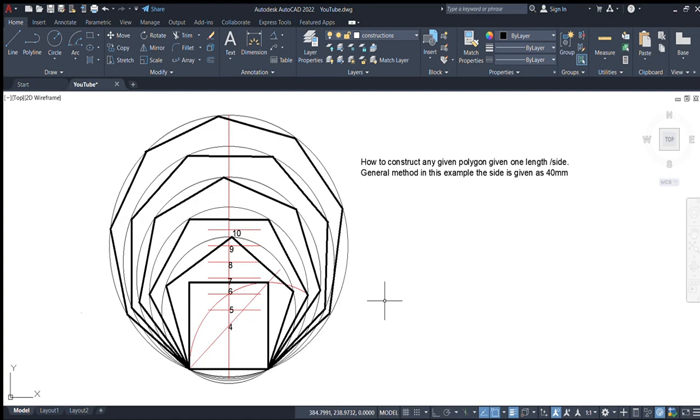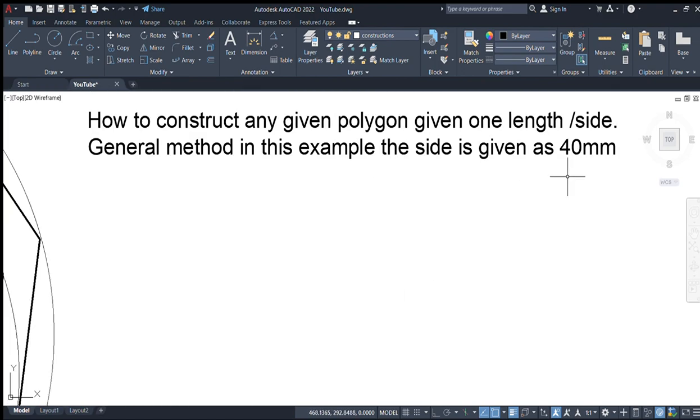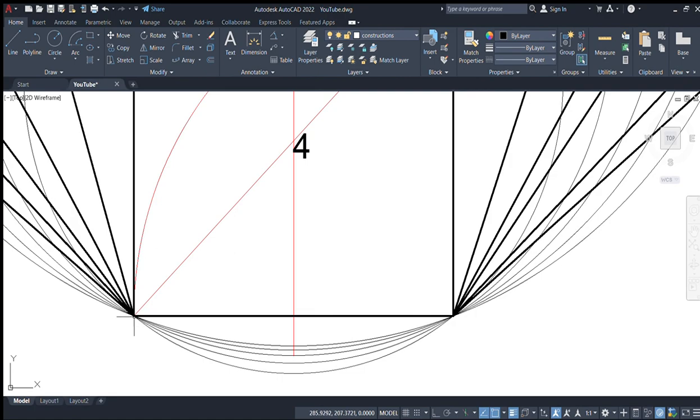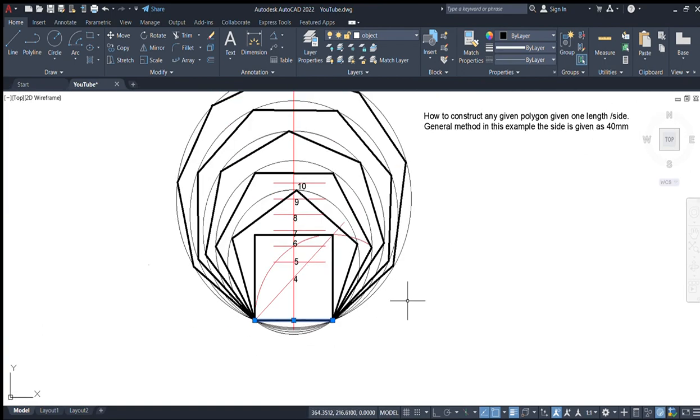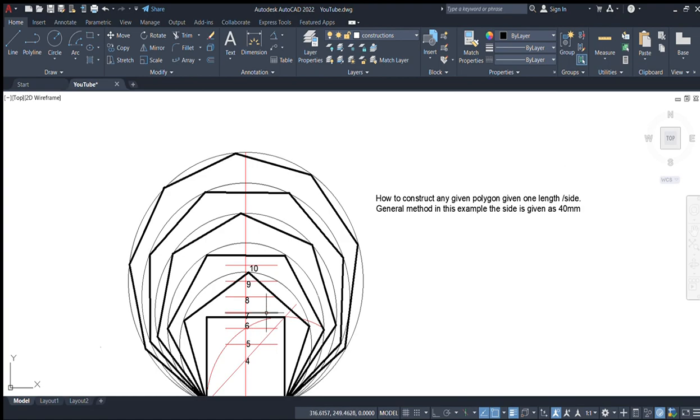Today we want to look at how to construct a given polygon, given one side or one length. We'll be using a general method in this example, and the side is given as 40 millimeters. So we want to construct a polygon beside this one given as 40 millimeters. We construct from a quadrilateral, which is our square, pentagon, hexagon, heptagon, octagon, nonagon, and even decagon with 10 sides.